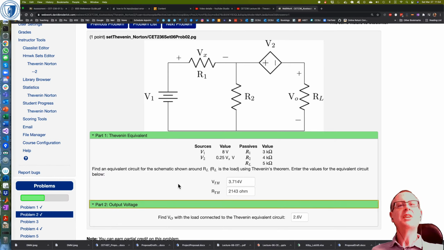And then the next part is we put back the load, and it asks for what the output voltage is when we put the load there.